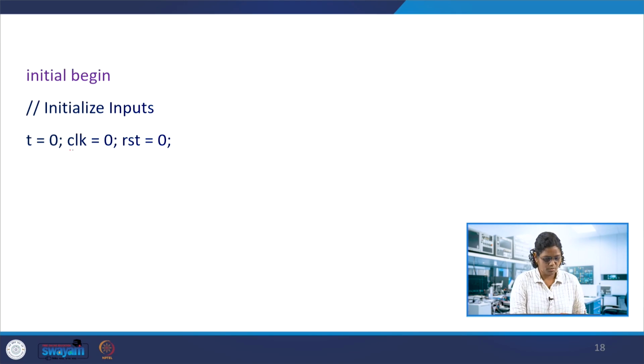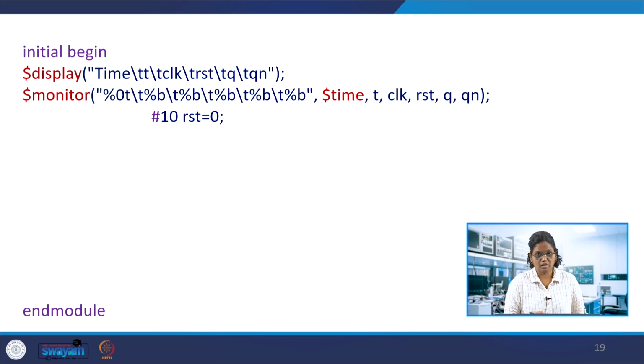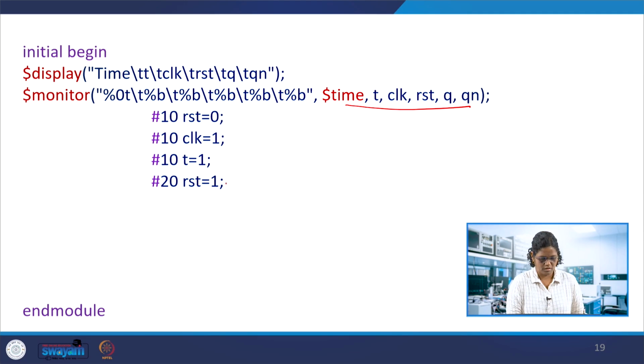And the initial begin. So initialize the inputs: T 0, clock 0, reset 0. This is the initialization. Just display and monitor the inputs and outputs T, clock, reset, Q and Qn. Initially, after 10 nanoseconds, make reset 0, clock 1 and T 1. So reset 1 and then T equal to 0, reset 0 and T 1, and end.